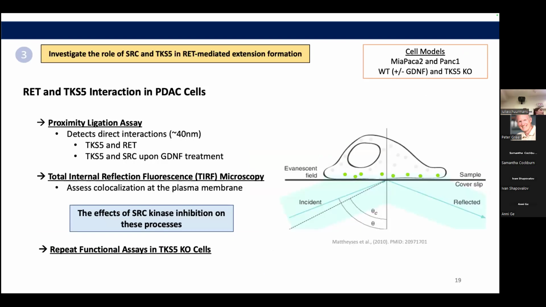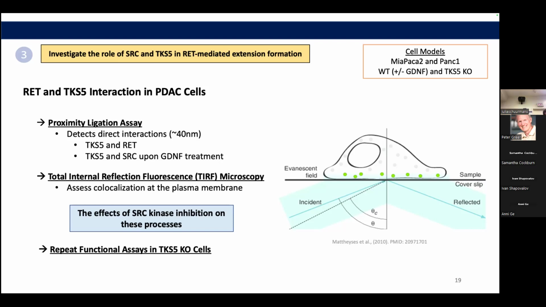Finally, we're going to tease apart the RET and TKS5 interaction in PDAC cells. Previously, Dr. Leanne found colocalization of RET and TKS5 at leading edges of PDAC cells, but it's important to note that colocalization is not the same thing as a direct interaction. So we can use a proximity ligation assay, which detects a direct interaction between two proteins that's less than 40 nanometers. We're going to see whether TKS5 directly interacts with RET, and also a TKS5 and SRC interaction, and if that increases upon GDNF treatment.